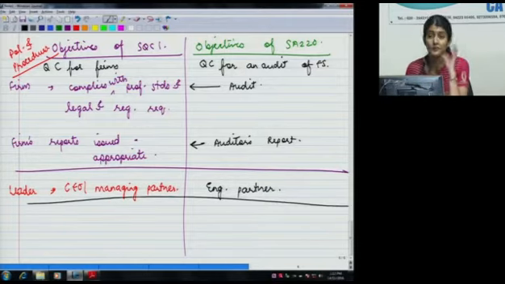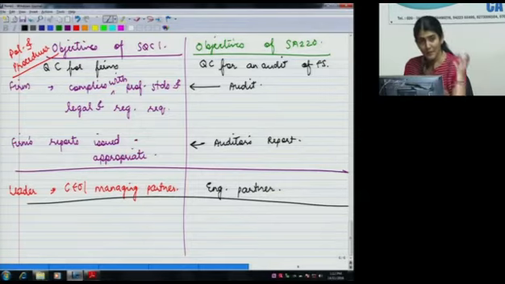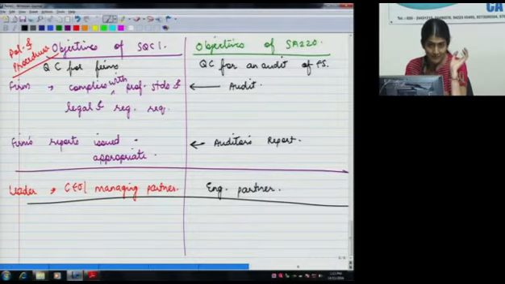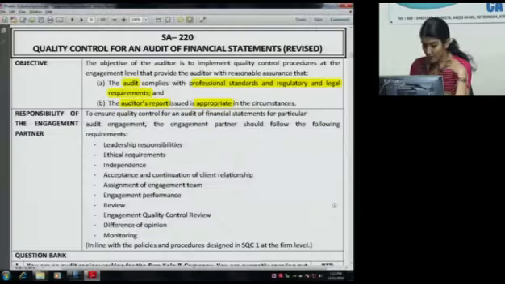That's the only difference. So in your exams, you need to check whether the question is asked at the firm level or whether it is asked at the audit level. If it is audit level, then SA220. If it is firm level, then SQC1. Or the best way, as per SA220, read along with SQC1. Because that is how it is, firm and audit. So one standard paid, one standard free. SQC1 paid, SA220 free.